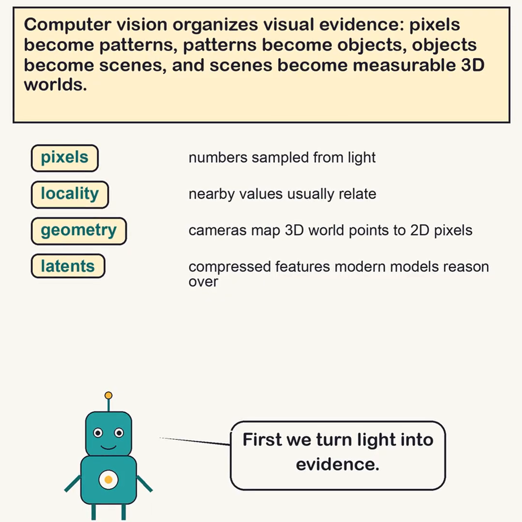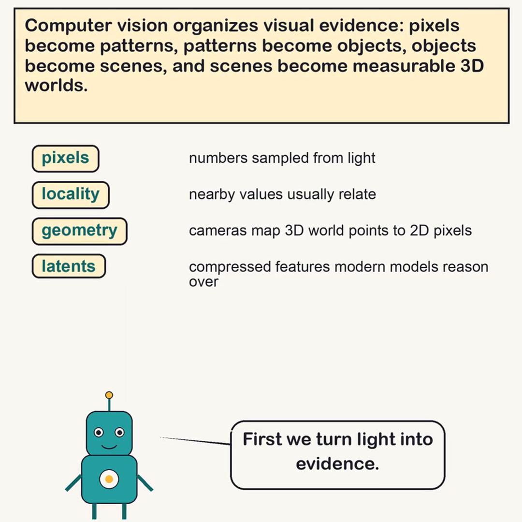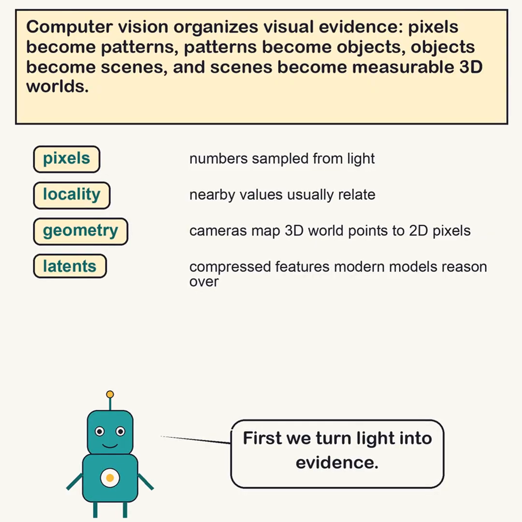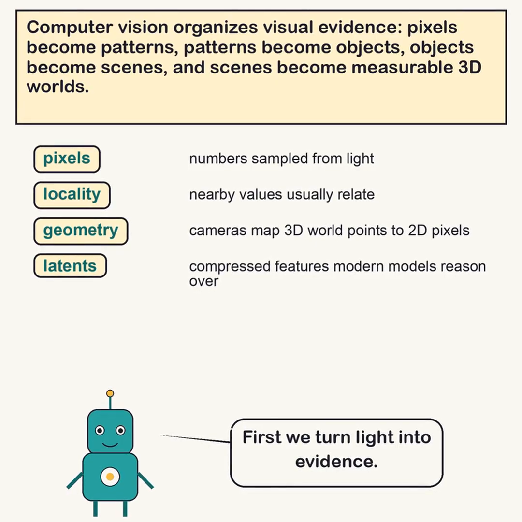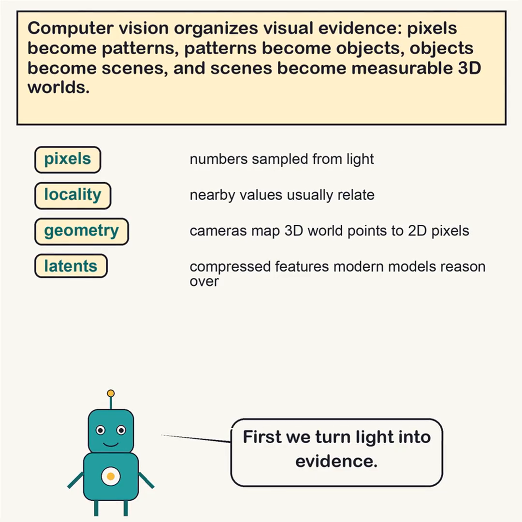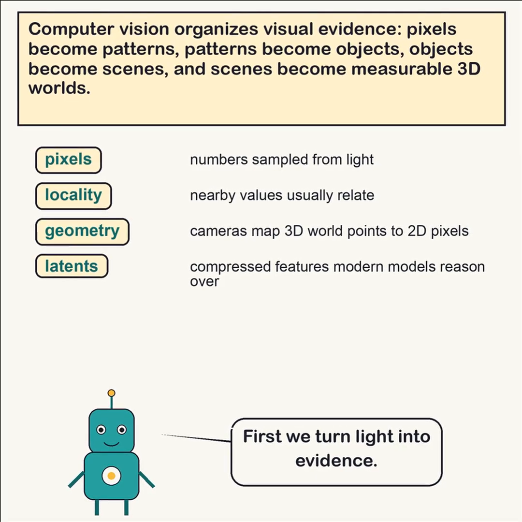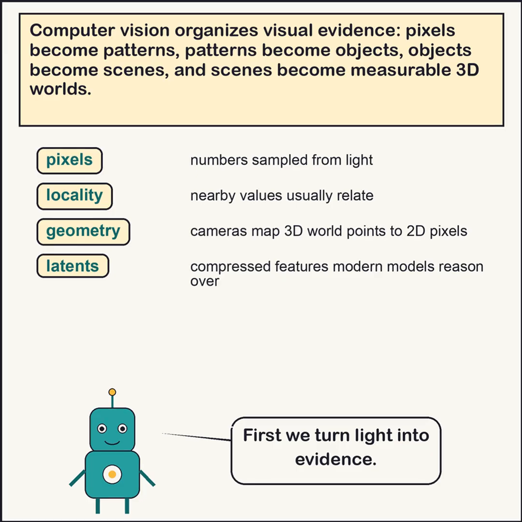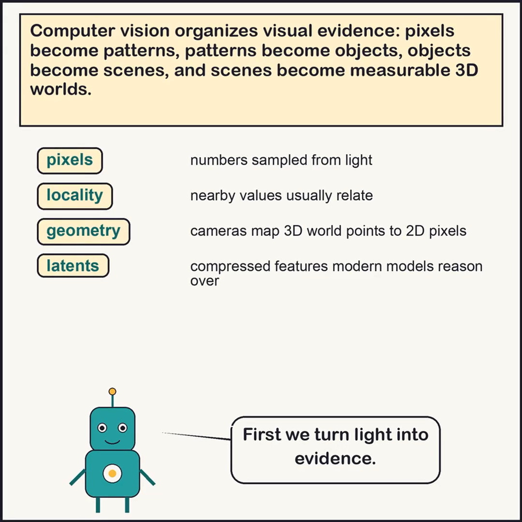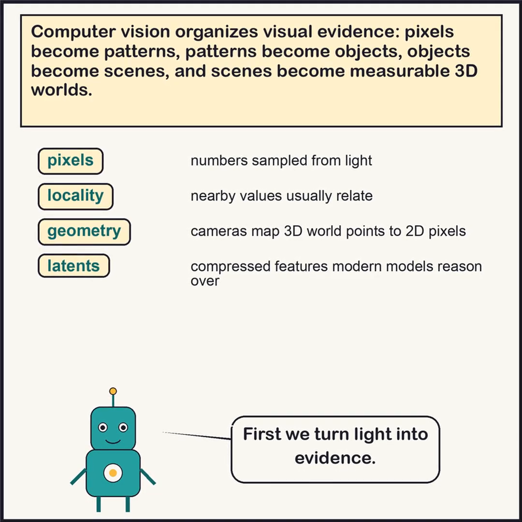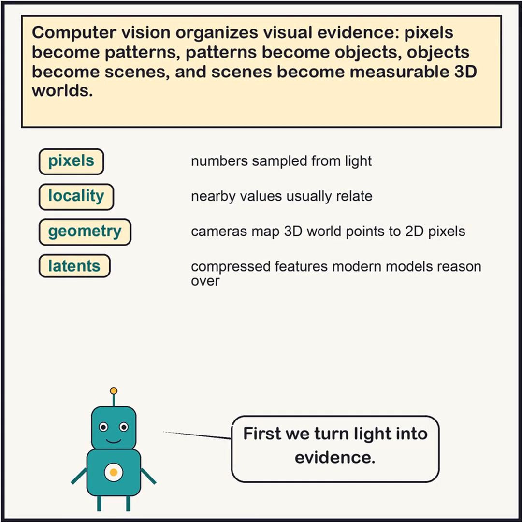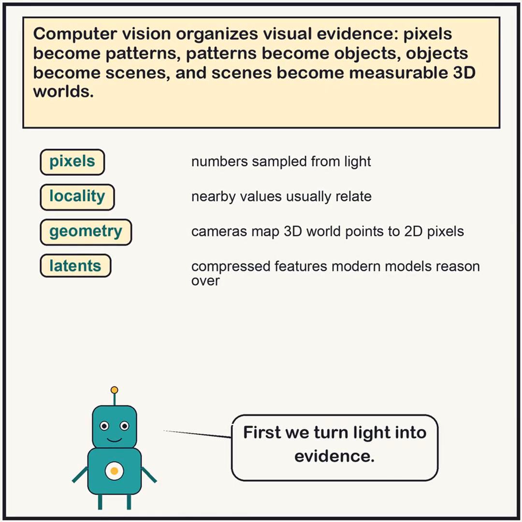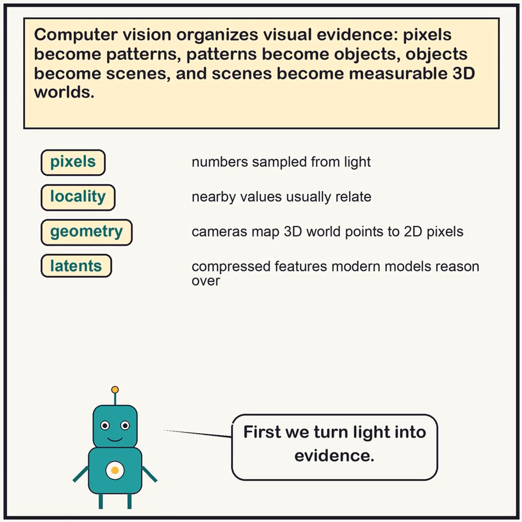A detective does not solve a case by staring at dust. They sort traces into clues, clues into suspects, suspects into a scene, and the scene into a story. Computer vision follows the same ladder. Remember this because every later model, even a giant foundation model, is still trying to preserve the evidence needed for that ladder. Real-world analogy. Computer vision works like a detective board, turning loose clues into suspects, timelines, locations, and a coherent case.